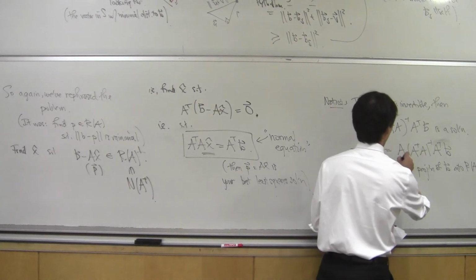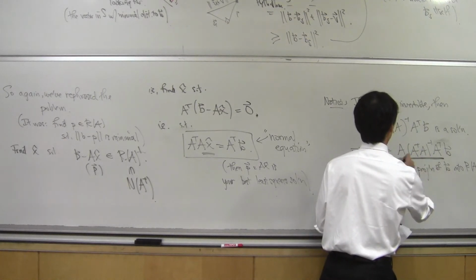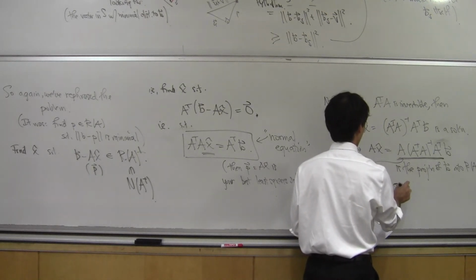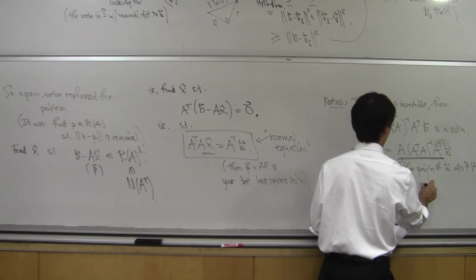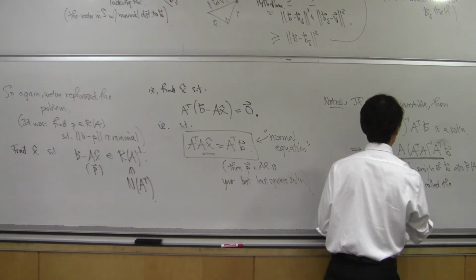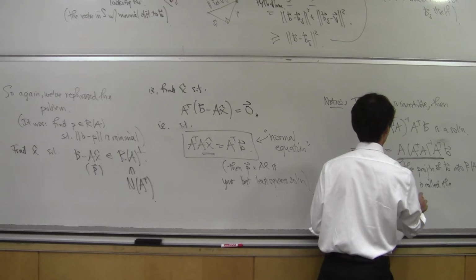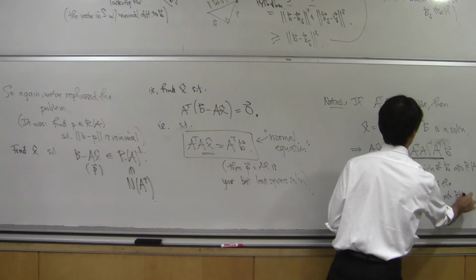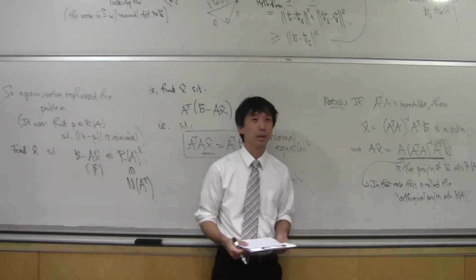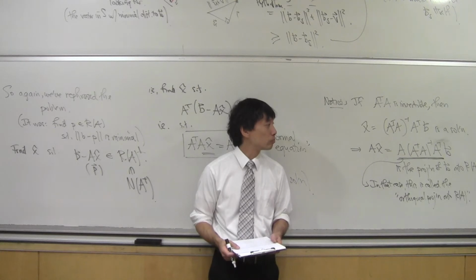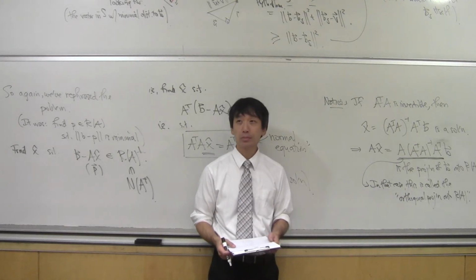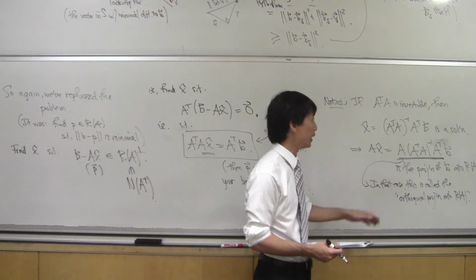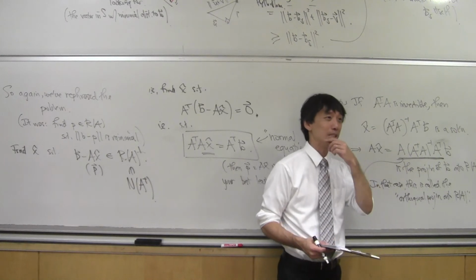In that case, we call this thing the projection operator. In that case, this is called the orthogonal projection onto the range of A. So you have this thing that just automatically projects onto the range of A. Now you give it something and it gives you the projection.